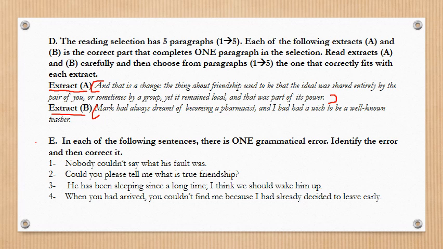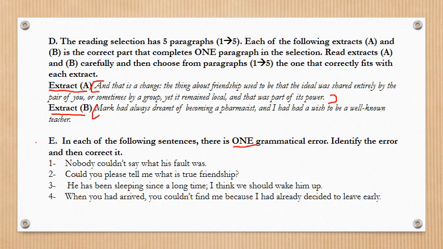Now, let's take a look at part E. Correct the one grammatical mistake. Identify the error and correct it. Tell me what it is, then write the correction. Don't just write the correction, please. It will be totally wrong on an official exam.